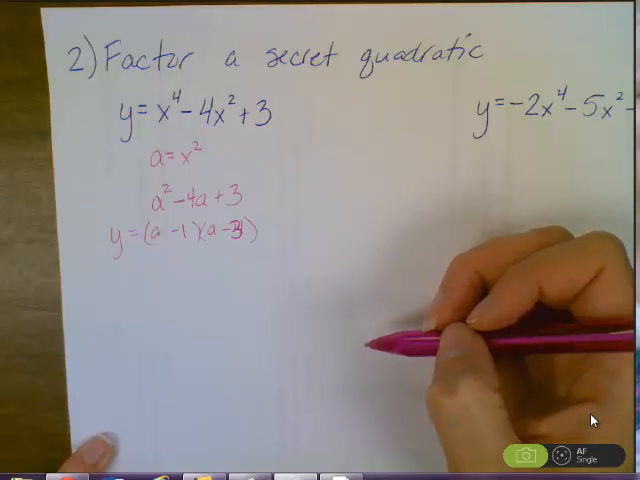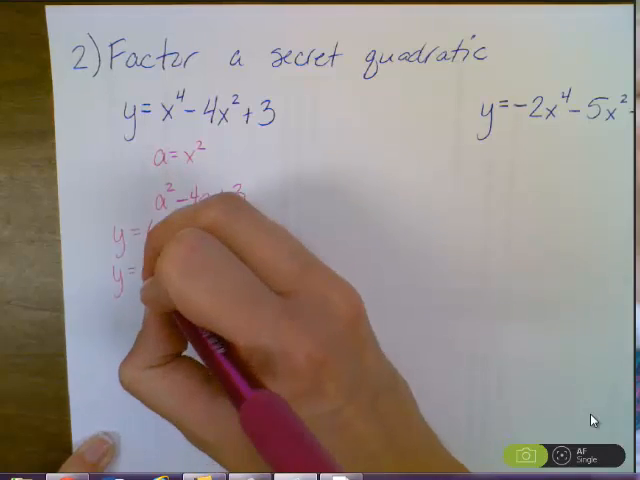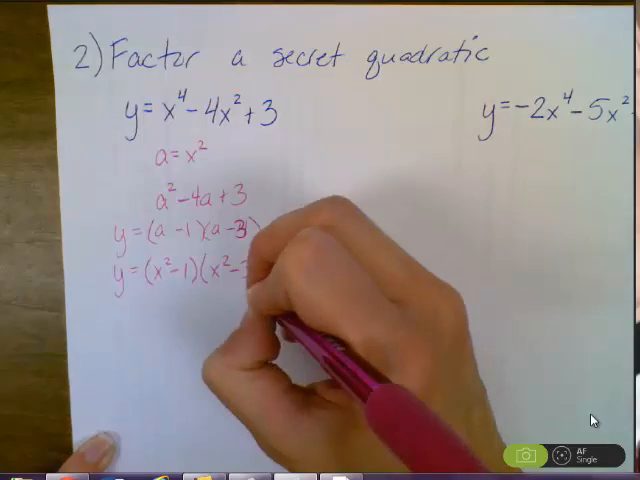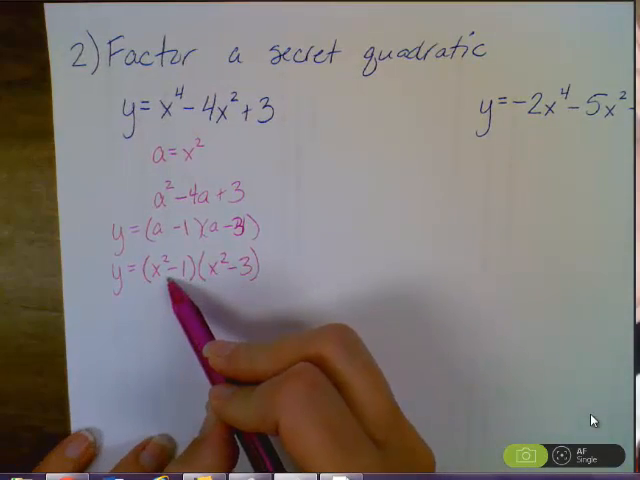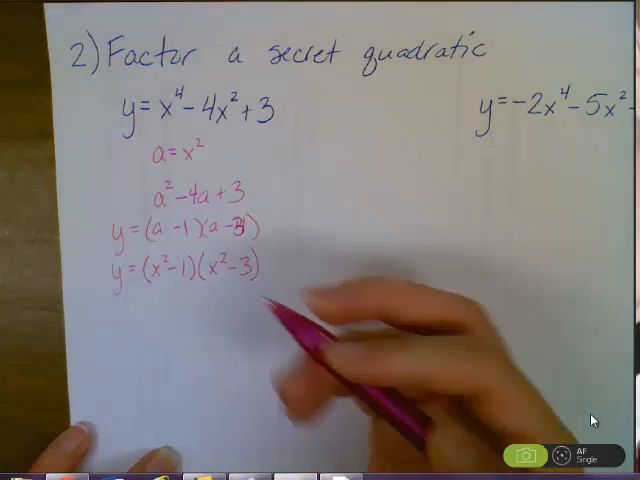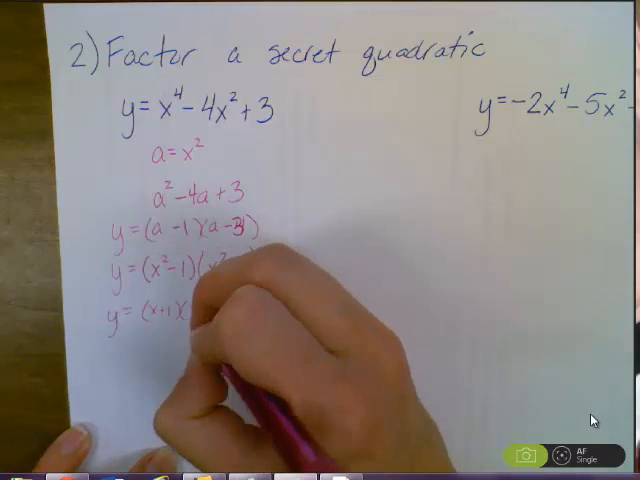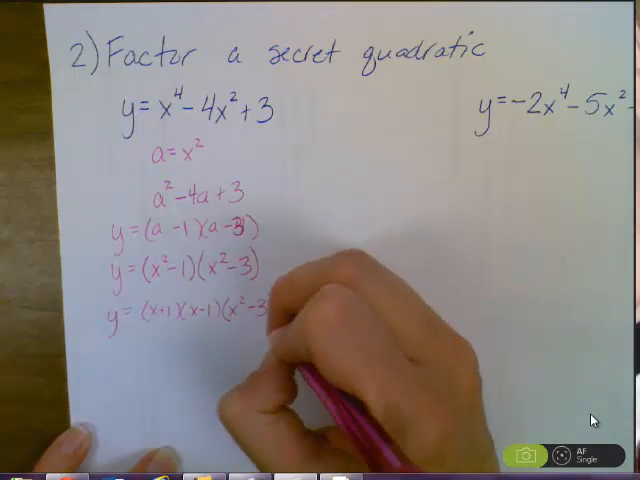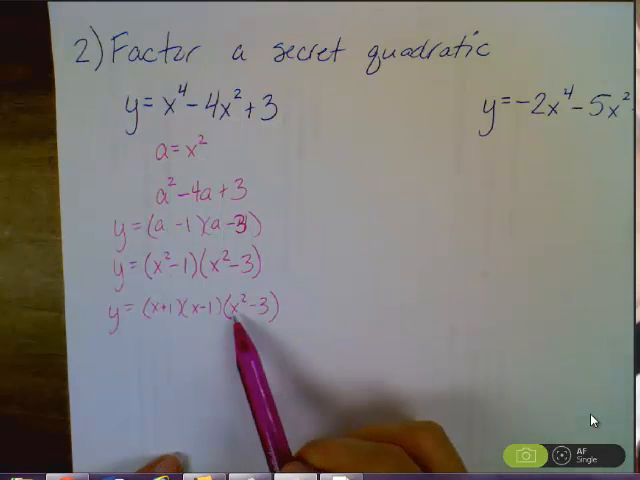Now I have to remember, though, that I don't really want a. I want to put my x's back in. So this is really x squared minus 1 times x squared minus 3. This one is my old friend difference of squares. So I know that I can rewrite him as x plus 1 and x minus 1. This one, although it's subtraction, is not a difference of squares. It's not going to come out nicely, so I'm just going to leave it in this form.